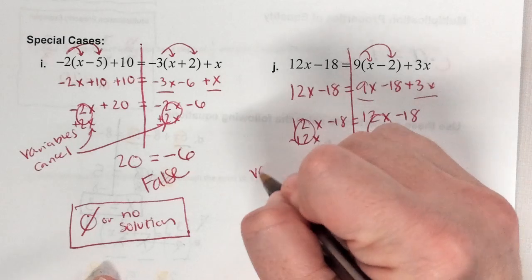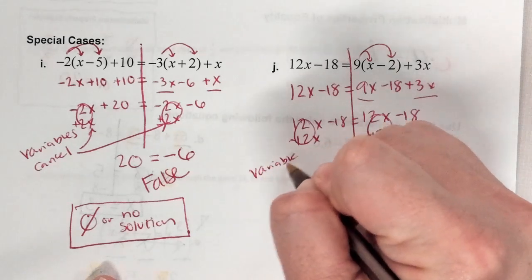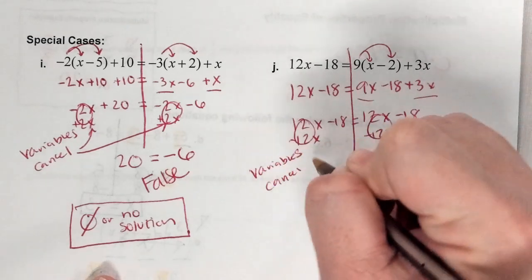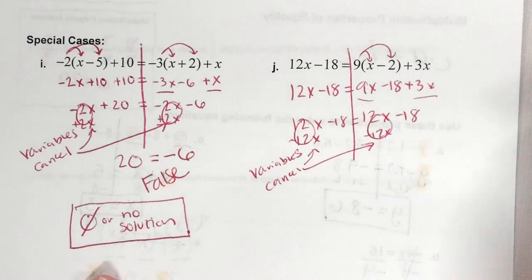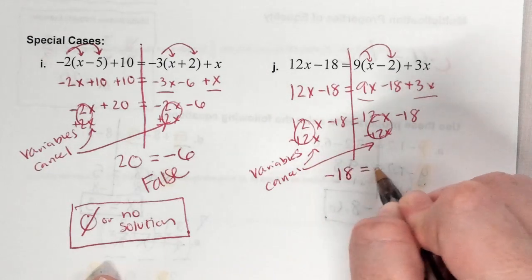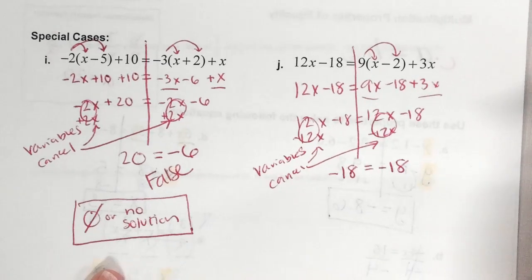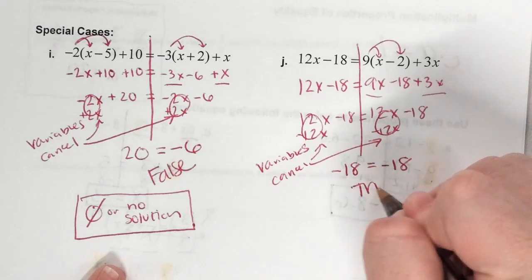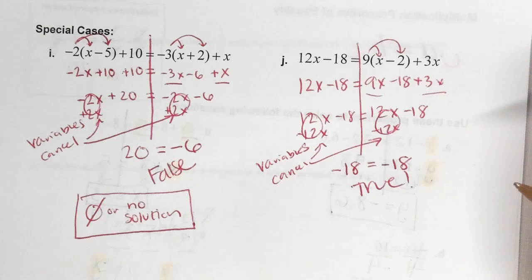The variables cancel on both sides. And what's left? Does negative 18 equal negative 18? So it's true. So what do you think your solution is? Infinite. It's infinitely many solutions.